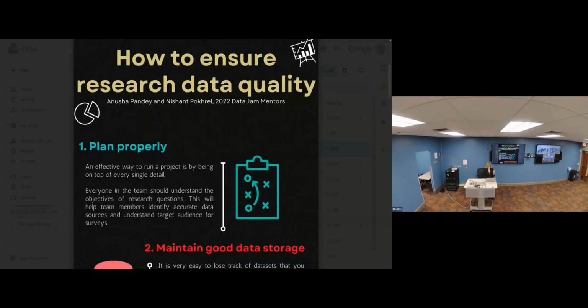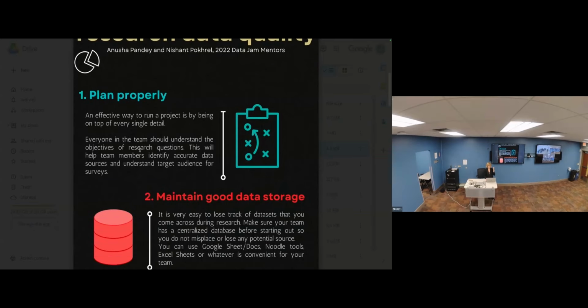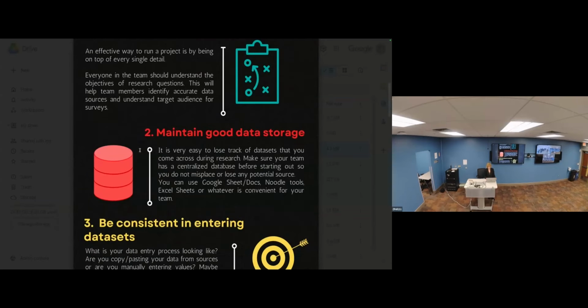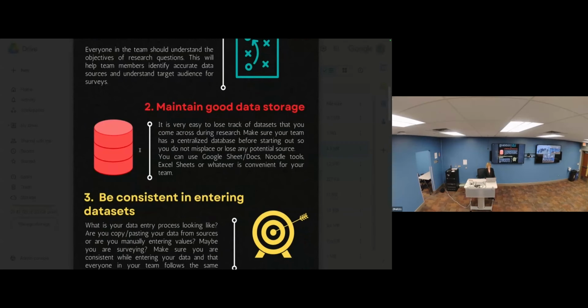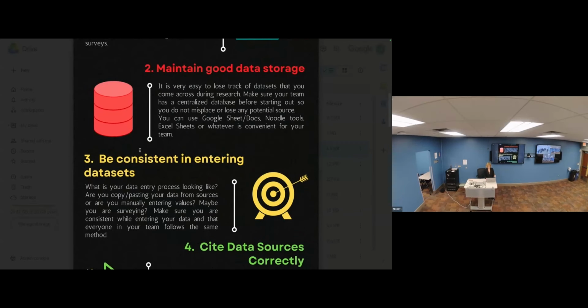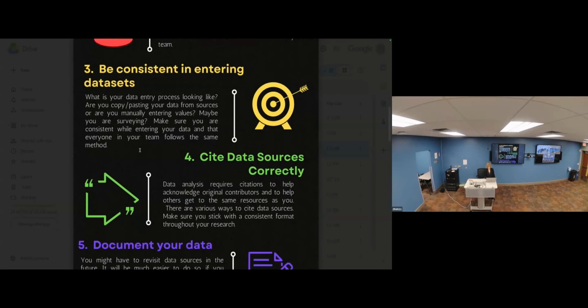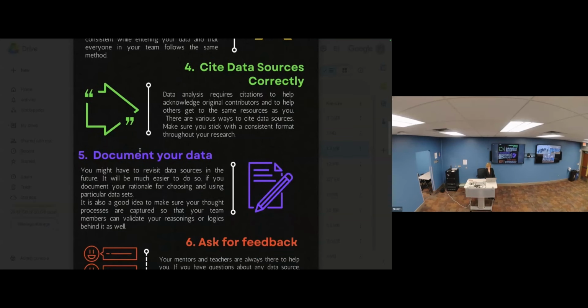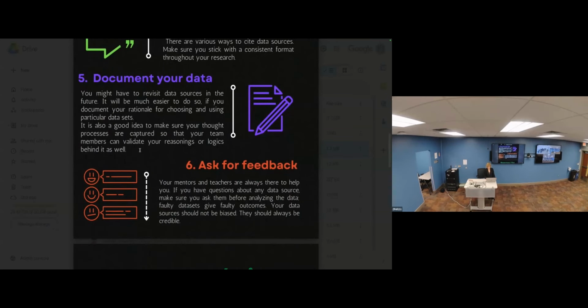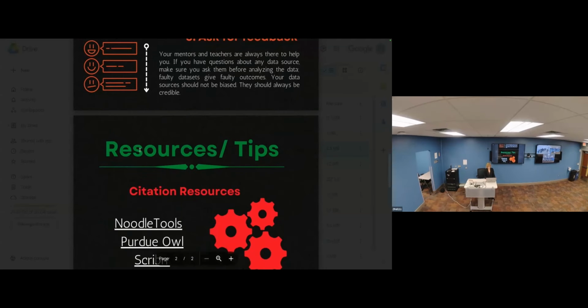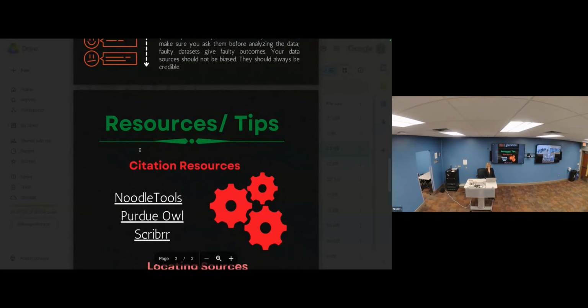you need to plan properly. You need to collect the data and keep it correctly labeled and have a good storage system, you have to be consistent about how you're entering data. When you go to present your data, you need to cite where you got the data from, document your data, and ask for feedback. And then they had some resources that they had used.